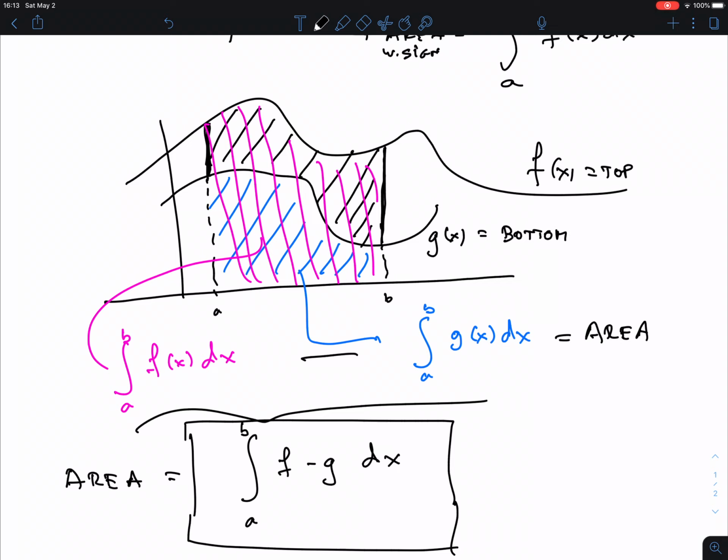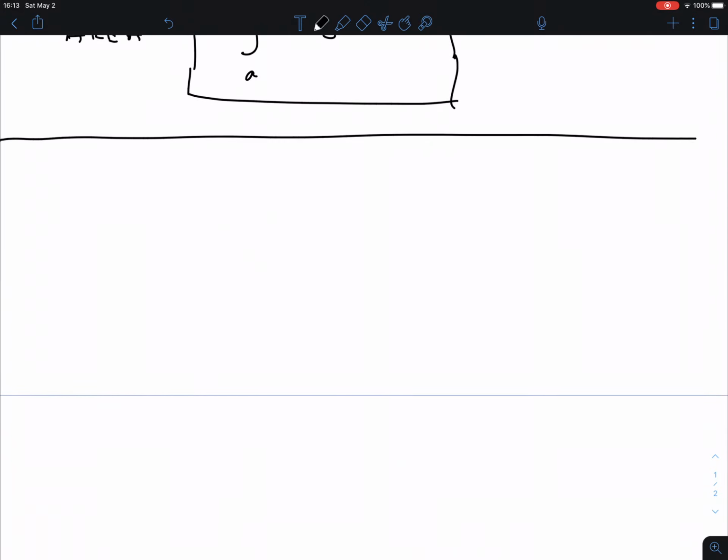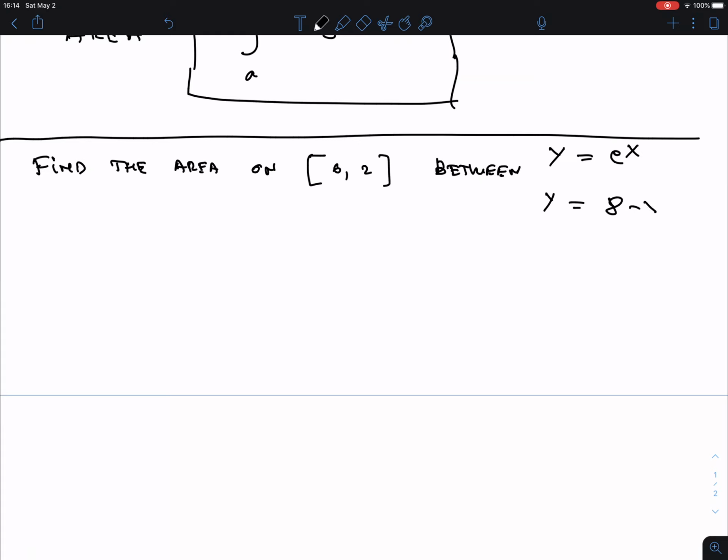Now, there are many ways that we can establish this. One is to make a picture and look at the picture and see, oh, f is on top, g is on the bottom. But suppose you get something like this. Here is a typical question: find the area on the interval from 0 to 2 between the two curves. I'm going to give just equations: y equals e^x and y equals 8 minus x squared.